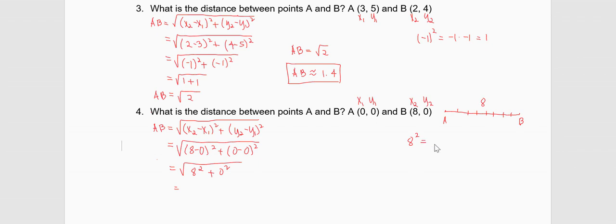8 squared is the same as 8 times 8, which is 64. So this becomes 64 plus 0. Any number added to 0 is the same as the number. So 64 plus 0 is 64. So the distance between the 2 points A and B is the square root of 64. And the square root of 64 is 8. So the distance between the 2 points is equal to 8 units.